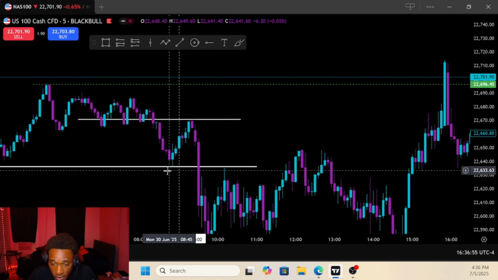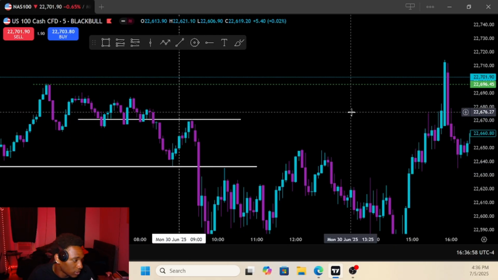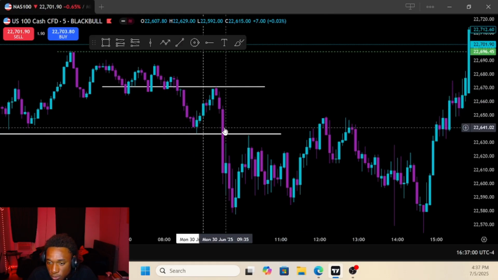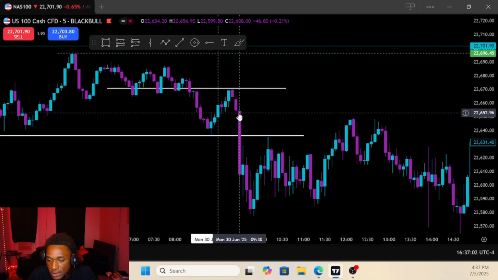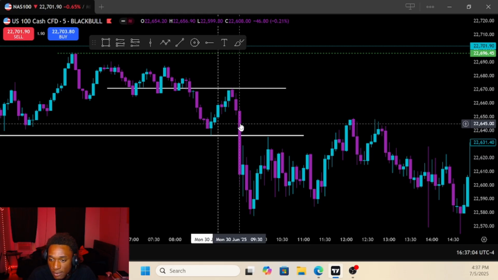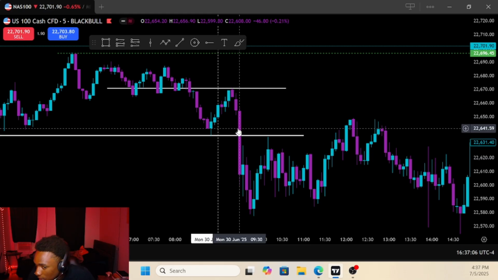So boom, we got support, we got resistance. That's the first confluence we're looking for. Number two, we want to see a breakout at 9:30. As you guys can see, we broke to the downside, right? And number three, we're looking for volume.